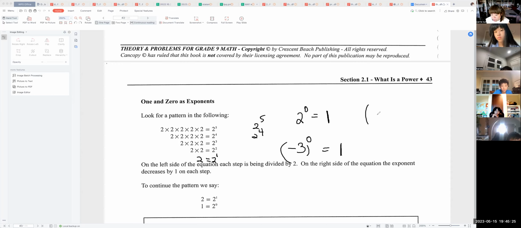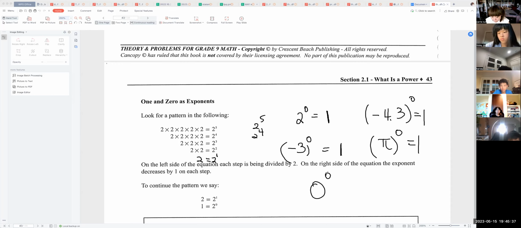How about negative 4.3 to the power 0? Still 1, very good. How about pi to the power 0? Still 1. But can we have 0 to the power 0? No. The only number that can't have power 0 is 0 itself. Any number can have power 0, but 0 cannot have power 0.